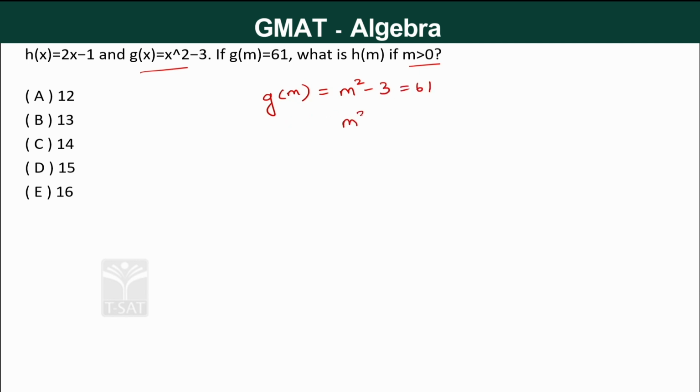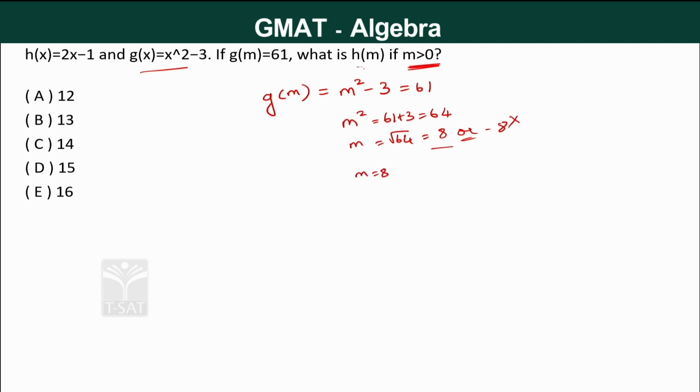So, we can say that m square, taking 3 to the other side, is 61 plus 3 is equal to 64. So, m is square root of 64, which is either 8 or minus 8. But our question tells us that m is greater than 0. So, minus 8 cannot be a value, it is only 8, m comes out to be 8.